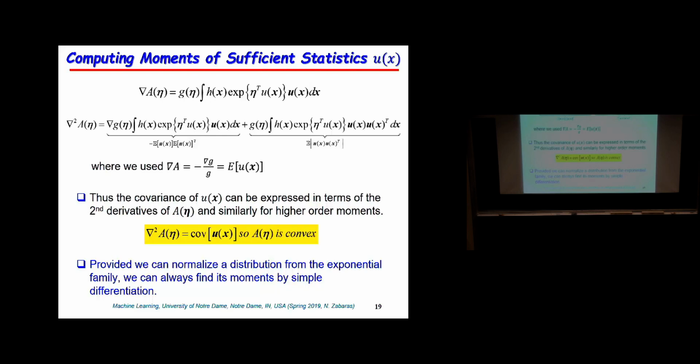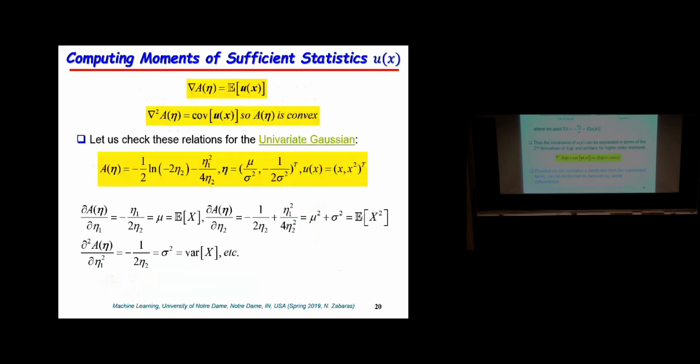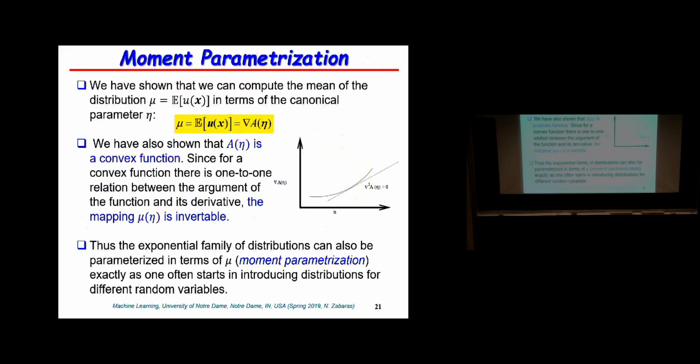All right? And does anybody care that this function is a convex function? Yeah, I care, because when you look at the gradient of A versus the parameter eta, it looks like this. And you know what that means: there is a one-to-one mapping between eta and the gradient of A. But the gradient of A is equal to what, according to our calculation before? The expectation. So there is a one-to-one relation between eta and the moments of the distribution.